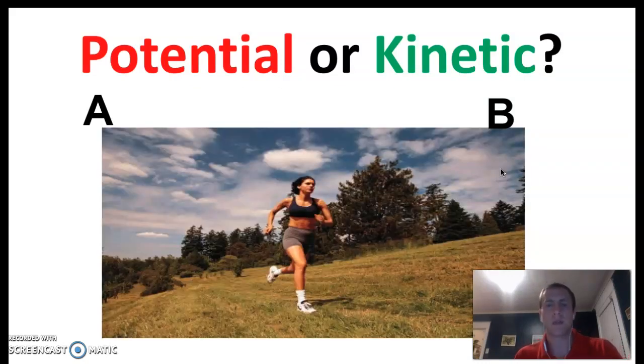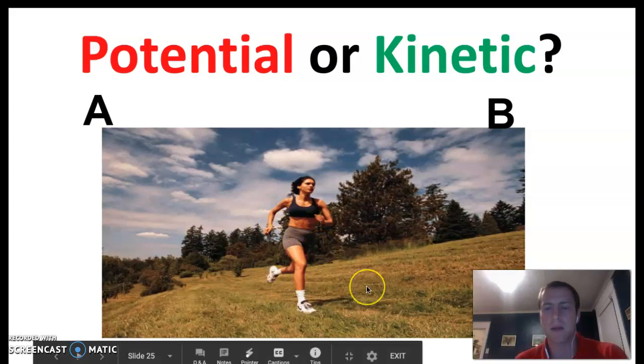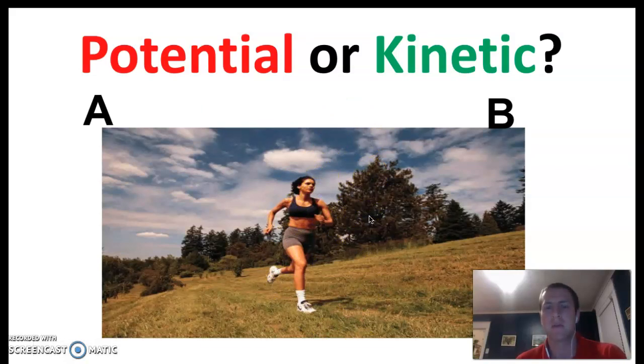Okay, potential or kinetic energy? Pause. And we're back. This would be considered kinetic energy. Maybe she's hopping up in the air, so she has some potential to come back down again, or she's going downhill maybe, but mostly we're going to say this is an example of somebody in motion. Her muscles are creating kinetic energy to move her body.